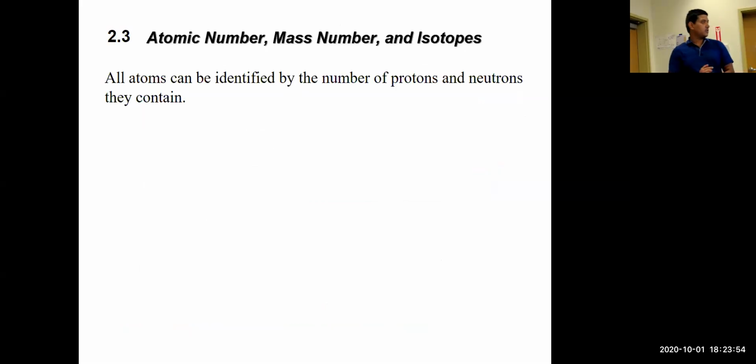Hello, this is part 3 of the chapter 2 lecture. Because in part 2 of the lecture, we learned what the subatomic particles of an atom are. In this part, we are going to learn about numerical numbers, such as what atomic number is, what mass number is, and what isotopes are called.